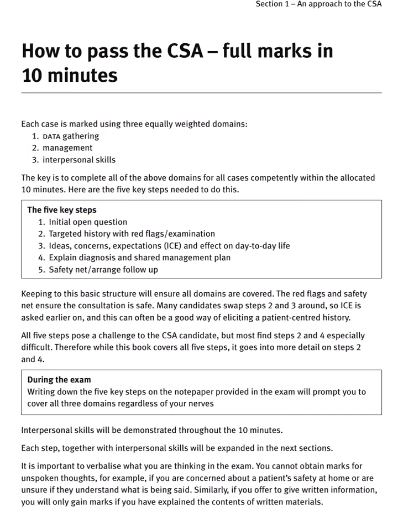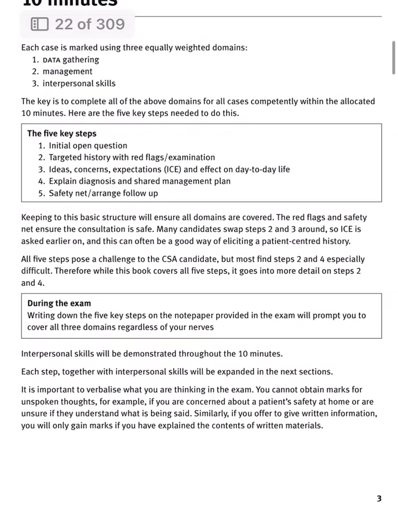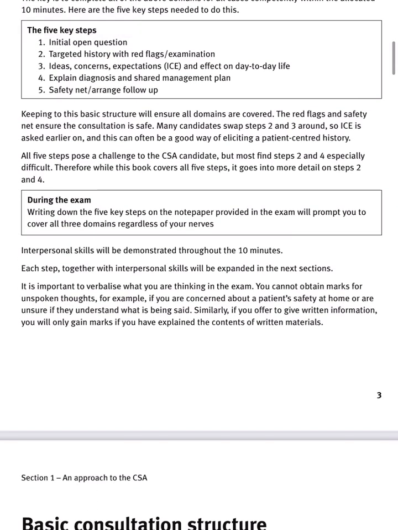Many candidates swap step 2 and 3 around, so ICE is asked earlier on, and this can often be a good way of eliciting a patient-centered history. All 5 steps pose a challenge to the CSA candidate, but most find step 2 and 4 especially difficult: targeted history with red flags and examination, and explain diagnosis and shared management plan. Therefore, while this book covers all 5 steps, it goes into more detail on step 2 and 4.